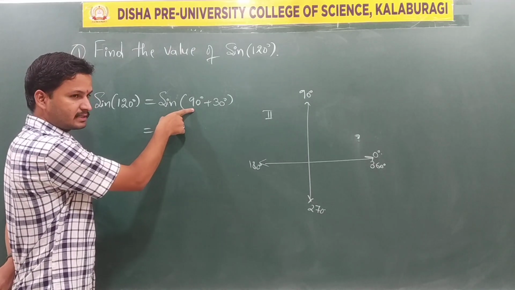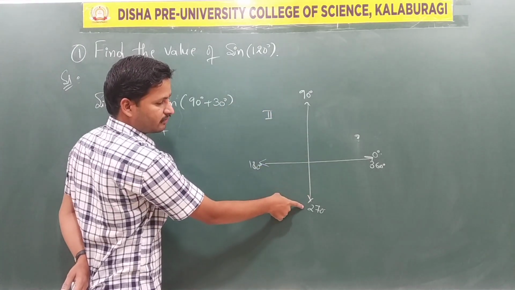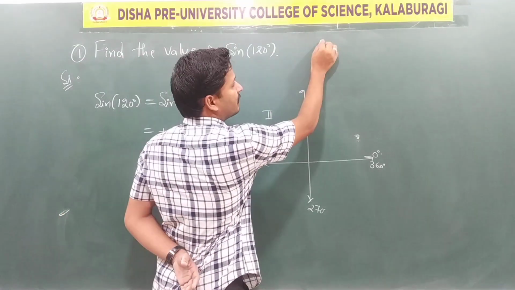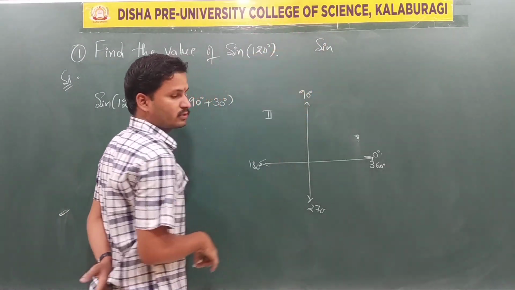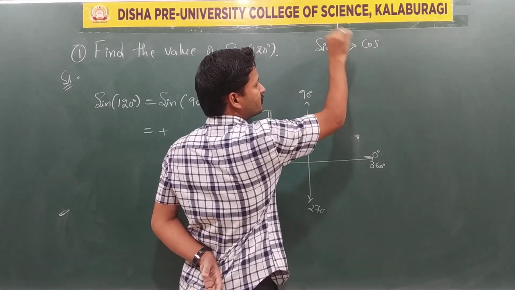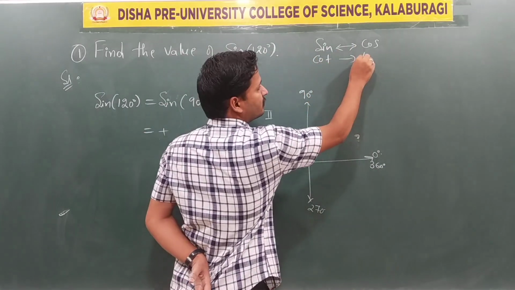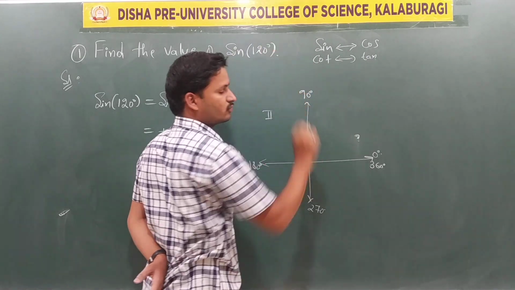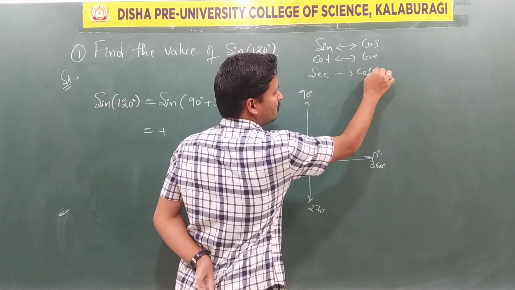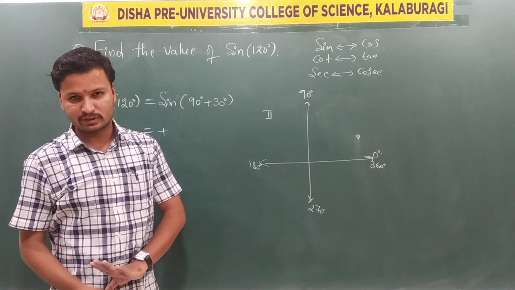Then 90 degree is there. Definitely, for 90 degree and 270 degree the ratios change. Sine ratio changes to cos, cos changes to sine, cot ratio changes to tan, tan ratio changes to cot, secant ratio changes to cosec, and cosec ratio changes to secant. This is for 90 degree and 270 degree.